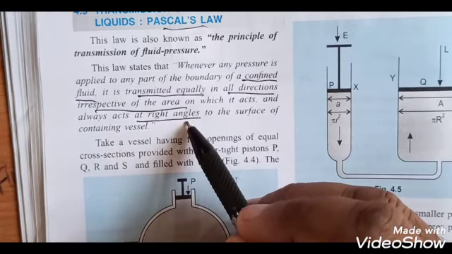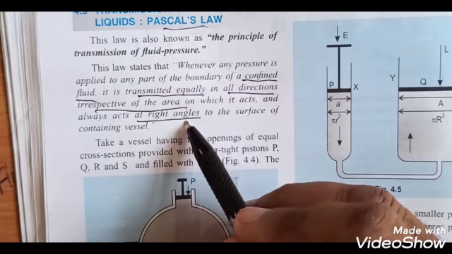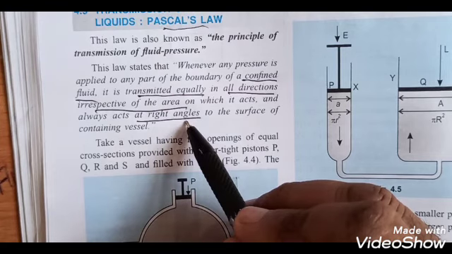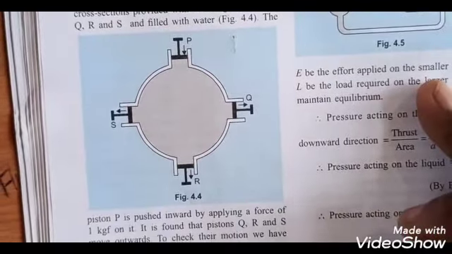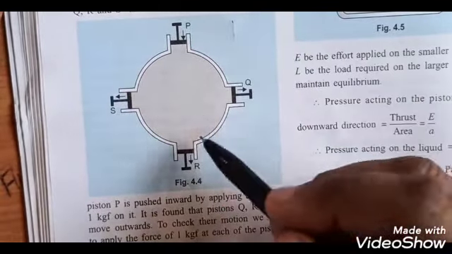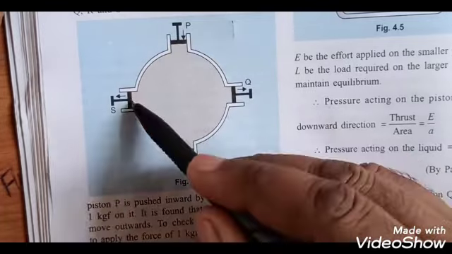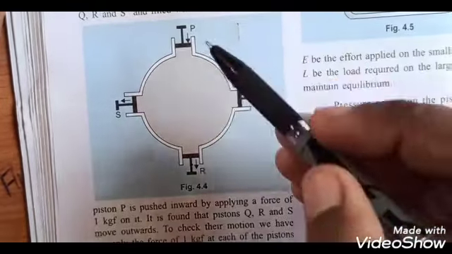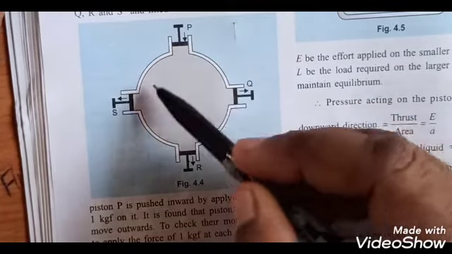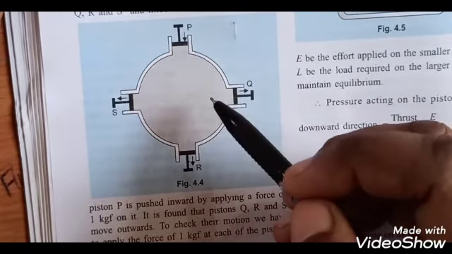And in which direction is the pressure acting? At which angle? At a right angle, 90-degree angle. So this is the law of transmission of fluid pressure. Now understand it clearly. Suppose this is a vessel, a special kind of vessel. Here pistons are there, and suppose inside liquid is there. It is confined, liquid cannot leak.